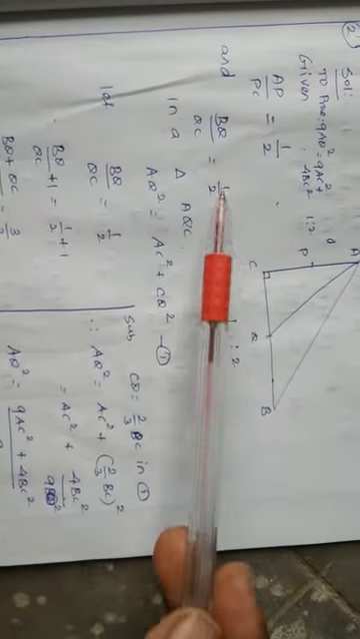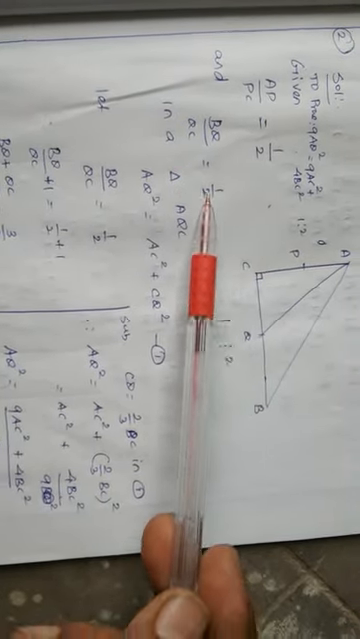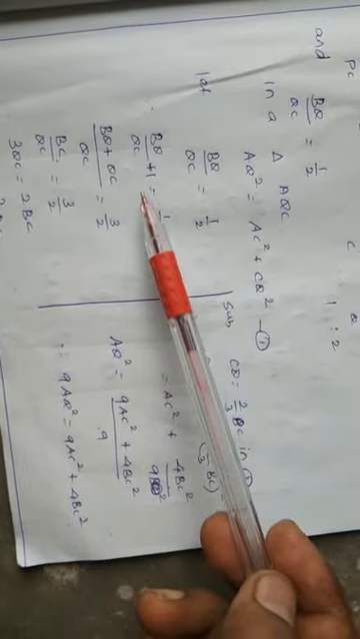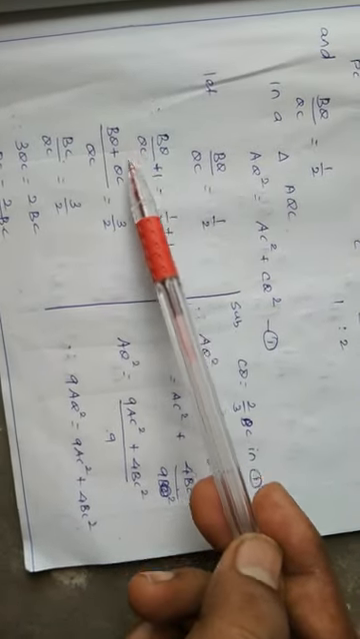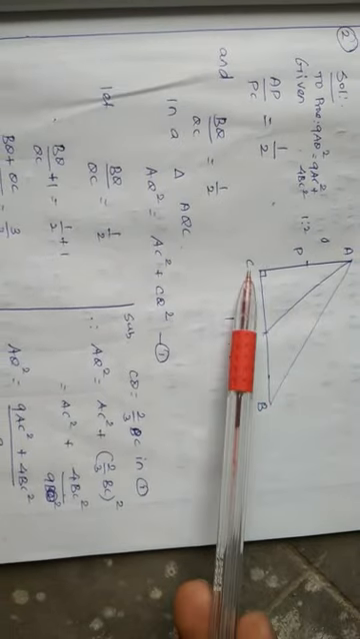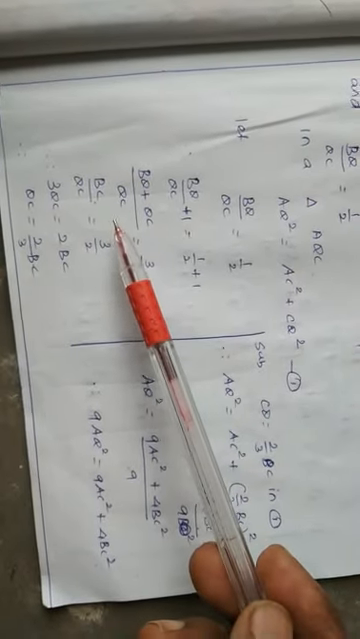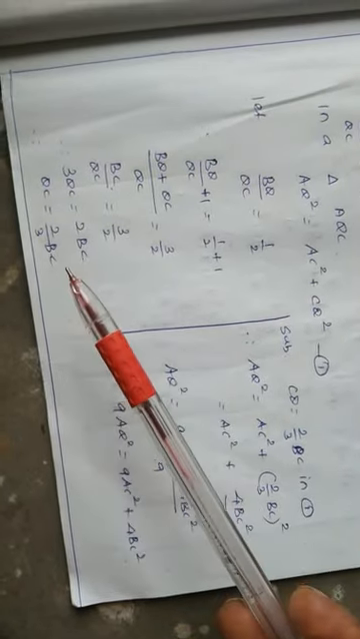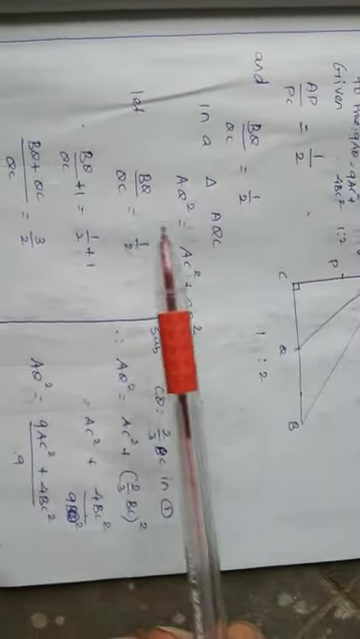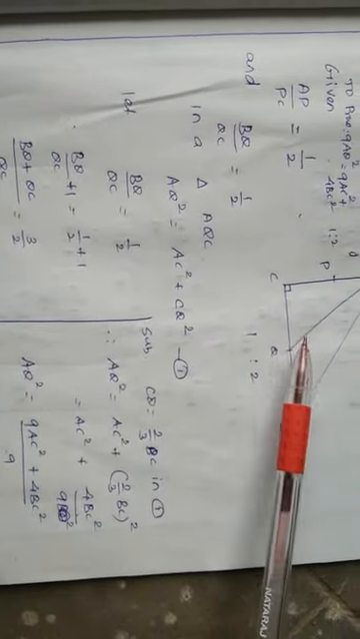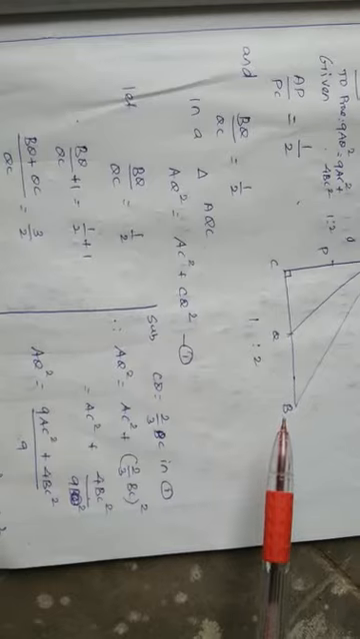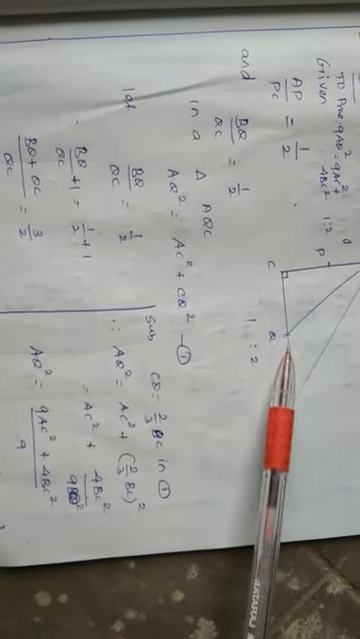BQ by QC equals 1 by 2, given. So add plus 1 on the left side and the right side. So BQ plus QC, with LCM QC. So BQ plus QC equals BC. So you can substitute BC. From this I can substitute the QC and BC relation. So we need to add plus 1. If you have CQ or BQ in the numerator, you can add plus 1, so automatically you can get the BC relation.